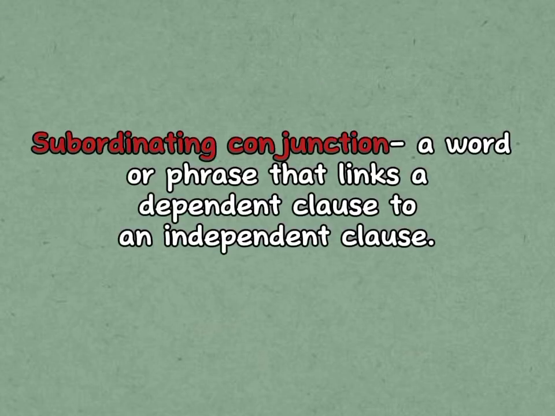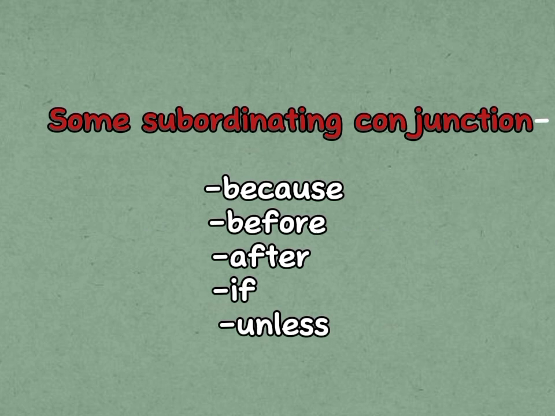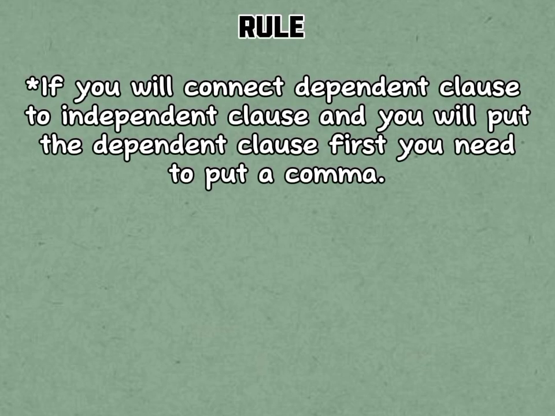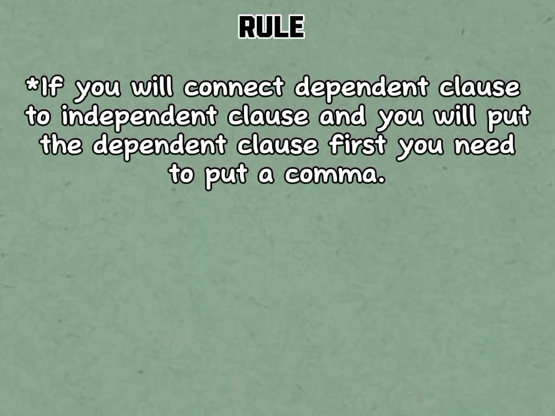Next, we have subordinating conjunction. It is a word or phrase that links a dependent clause to an independent clause. Some subordinating conjunctions are because, before, after, if, unless, etc. Here, we have a rule. If you will connect a dependent clause to an independent clause, and you will put the dependent clause first, you need to put a comma.